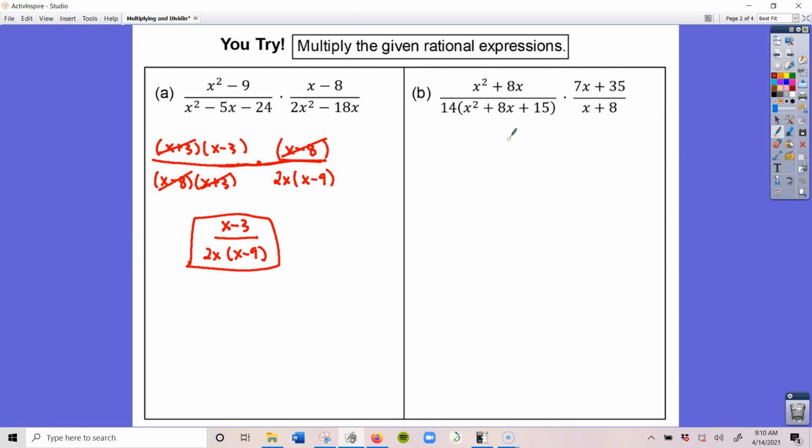Last one for multiplication here. We have x squared plus 8x. Let's factor that, which they both have an x in common, so I can take out an x, and that will leave me with x plus 8.